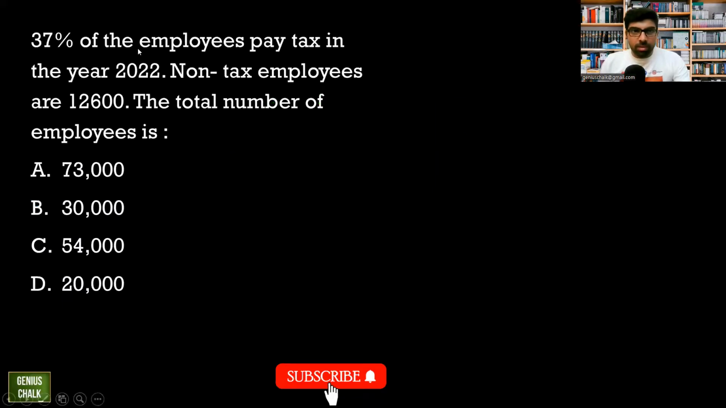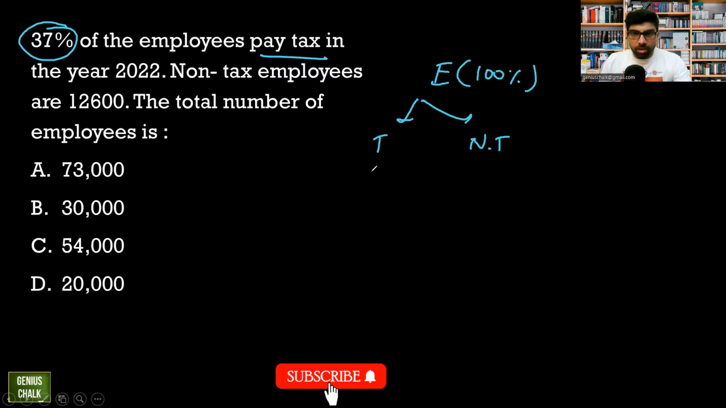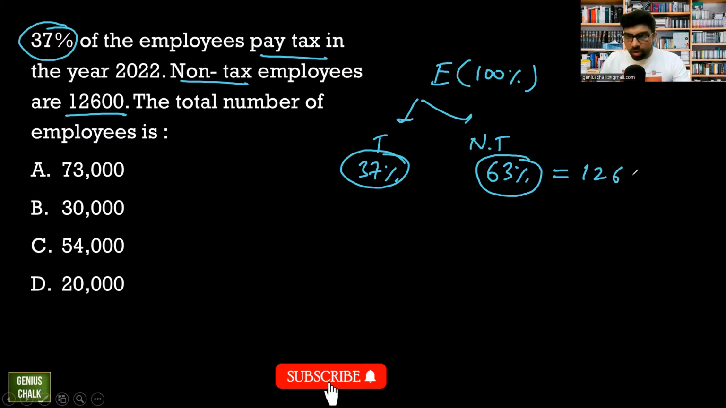Next one, 37% of the employees pay tax in the year 2022. Non-tax employees are this much, the number of employees. Okay, you see, there are total employees. Out of them, some pay tax, some do not pay tax. So they are non-tax employees. It says 37% of the employees pay tax. That means if I say the total employees are 100%, out of them 37% pay tax. That means, can I say 63% will not pay tax, like 100 minus 37? Okay. Non-tax employees are this. That means this value is given as 12600.